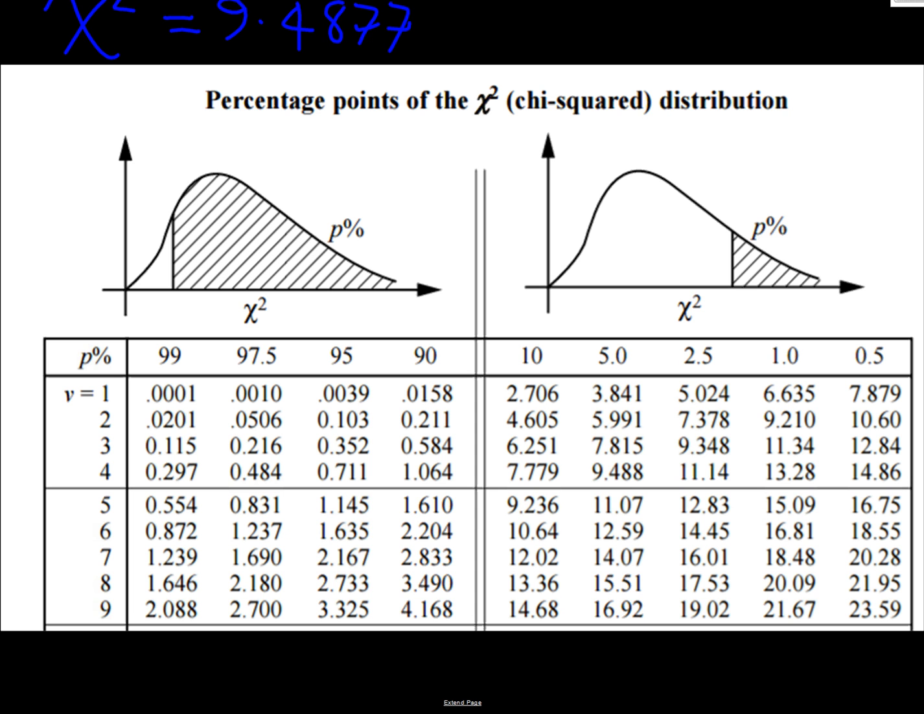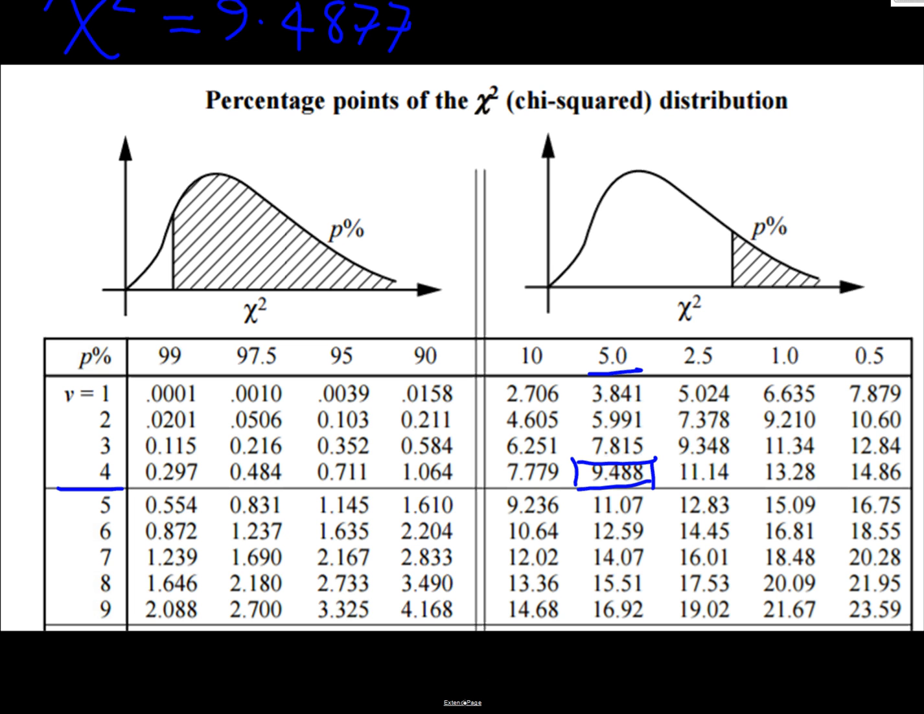If I was using my tables, this is from the MEI sheet, my degrees of freedom would be 4 here. I'm interested in chi-squared, and my significance level is 5%. So I go down the column rather than across the row, and my critical value from there will be 9.488. So that's a good next step.